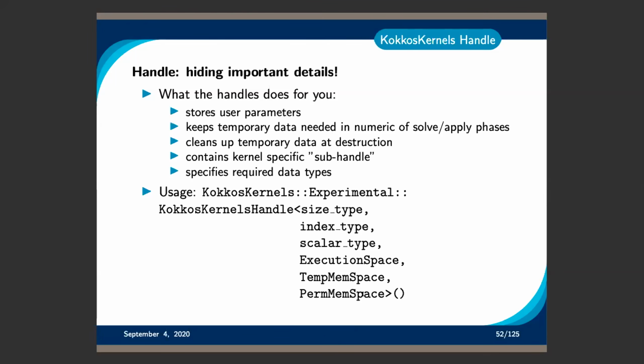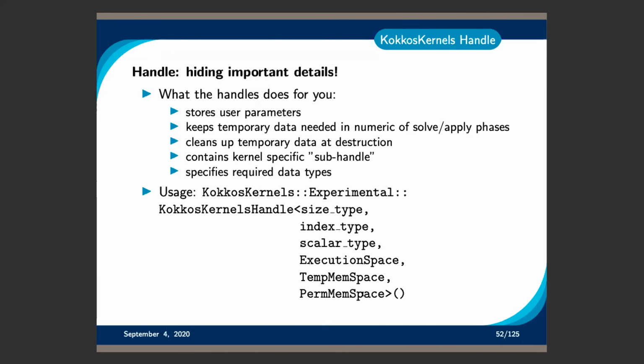But before getting to that, I wanted to introduce the Kokkos kernels handle. And so what's the handle for? Well, one of the big points of our handle is to hide important details from the users to make things a bit easier, but that means you need to have a handle around. And so what does the handle do for you? It stores user parameters. So it allows you to tune the behavior of the algorithms that we've written, the behavior of the kernels, while not having to have a cluttered interface for the kernel itself. It keeps temporary data needed in numeric phases or solve phases or apply phases of the kernels you're using.